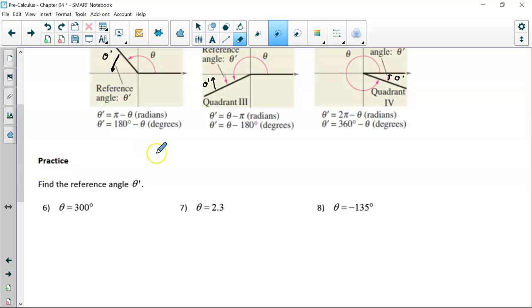Find the reference angle theta prime. So if we're at 300, I'm going to draw a sketch. 300 degrees. That's going to take us counterclockwise and into that quadrant 4. That's 300 degrees. So what we could do is that theta prime, our reference angle, is 360 minus 300. So our reference angle theta prime is 60 degrees.